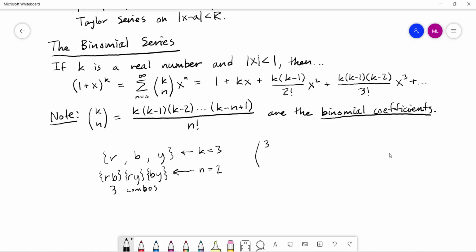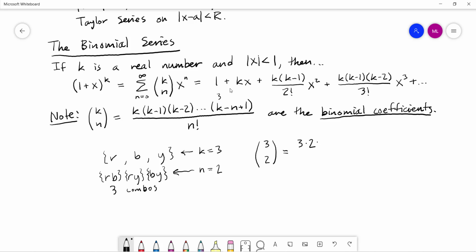So let's just see what 3 choose 2 would look like. So again, 3 is our value of k, 2 is our value of n. And so we'd plug into this formula, and on top, we get k times k minus 1 all the way down, so it would be 3 times 2 times all the way down to k minus n plus 1. But what is this?